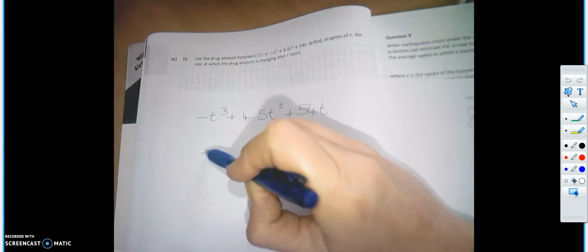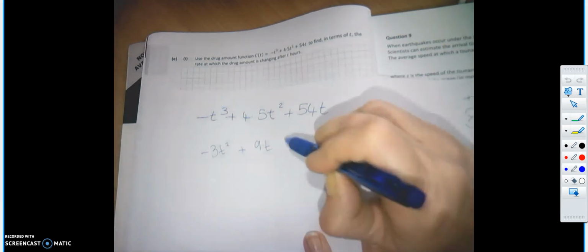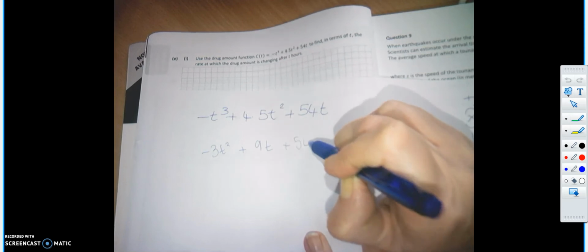So if I have a minus t cubed, 4.5 t squared, and 54t, that's the function. If you want to differentiate it, you get a minus 3 t squared plus a 9 t plus a 54. Alright, so you've differentiated because it said rate of something is changing. So this would be your formula, and this is it in terms of t.